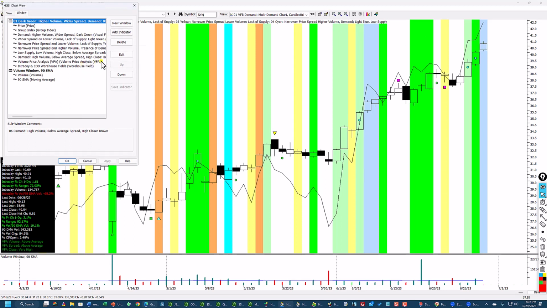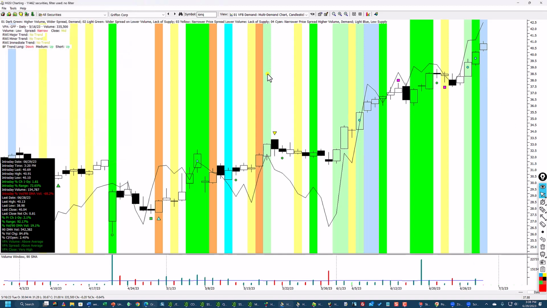So this is light blue today. Do I see light blue in here anywhere? Right there. Low supply of the stock. Low volume, high close, below average spread. So this stock went up today. Volume was low. You can hardly see the volume, but it closed near the high. So that means there's a lack of supply. There's more buyers than sellers. But this is a chart I'll refer to every now and then when I want to see how a stock is doing based upon the Wyckoff signals.